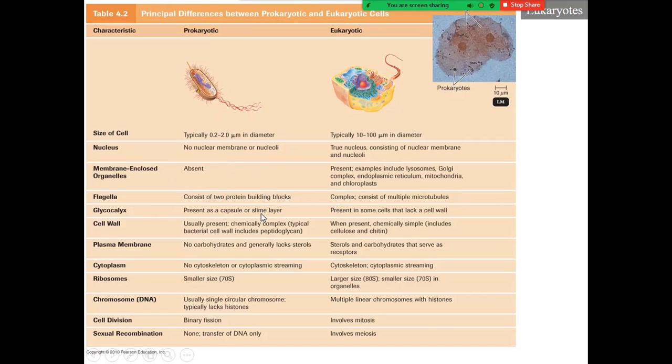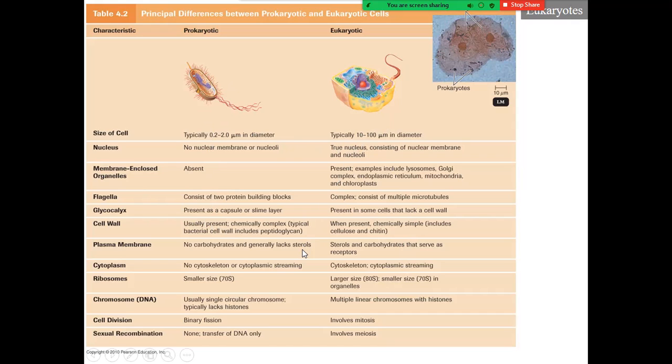The glycocalyx is present in both the prokaryotic cell and the eukaryotic cell. The cell wall of a prokaryotic cell is usually chemically complex. Its main molecule is peptidoglycan, but it has other molecules in it. And the eukaryotic cell wall is chemically simple. Like plant cells only have cellulose in the cell wall.